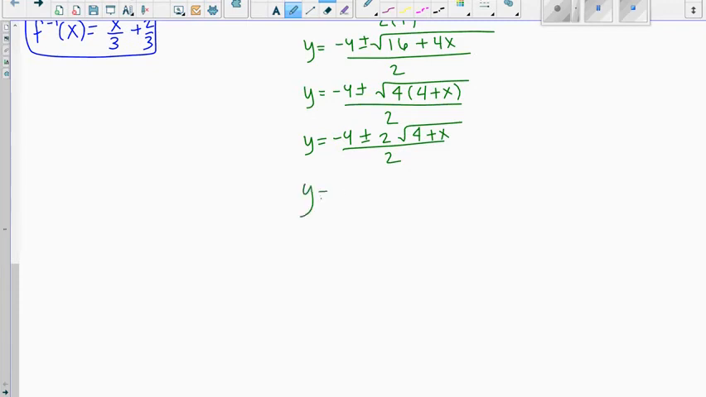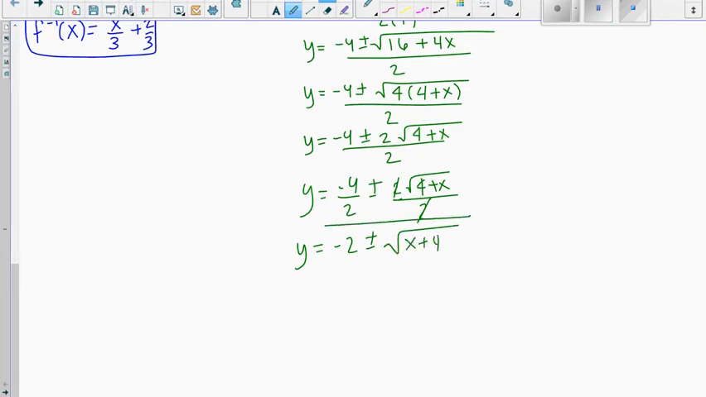And now I can go ahead and separate my terms to simplify further. So y is equal to negative 4 over 2 plus or minus 2 root 4 plus x, or you could write x plus 4, doesn't really matter what order you write that in, divided by 2, and now I can simplify. So I have y is equal to negative 2 plus or minus, these 2's would cancel out, so root, and I'm going to write this with x first, so x plus 4. And this is not a function because we know that for every input we have the plus or minus there, so we would have 2 output values for that.